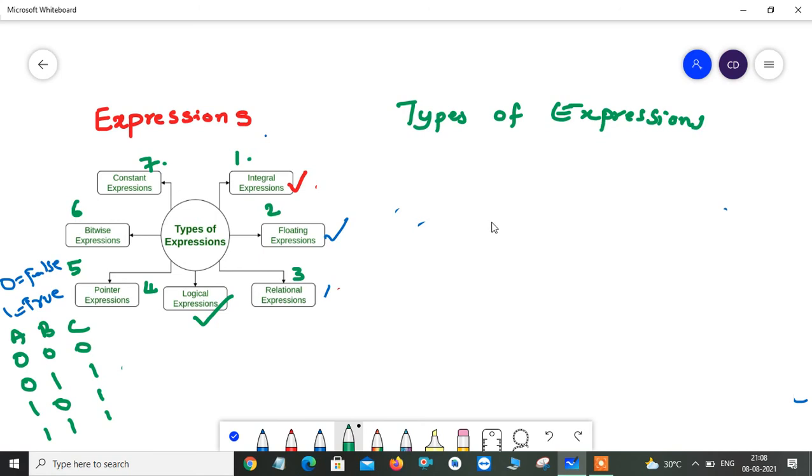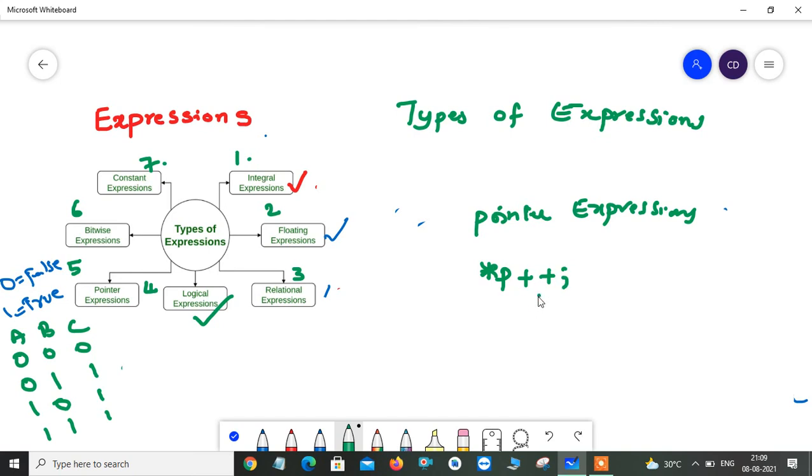So pointer expressions, like your normal operations, you can also do operations on your pointer variables. A pointer is nothing but a special type of variable which can hold the address of some operand, or else you can say simply the address of some variable. So now I want to operate at the address level, you are going to use the pointers concept. Whereas the pointer expression, simply I can give star p plus plus.